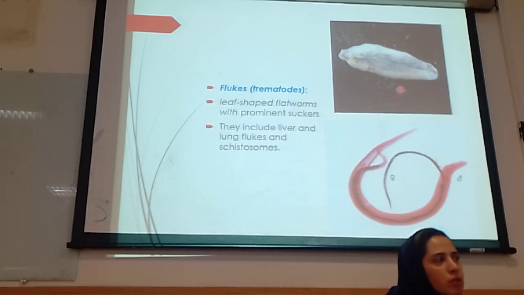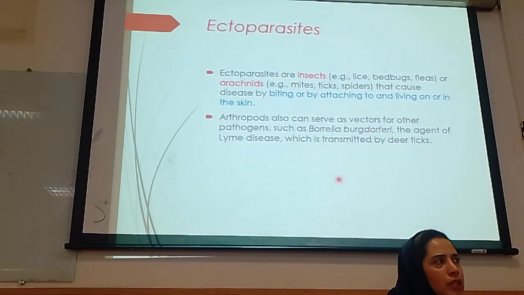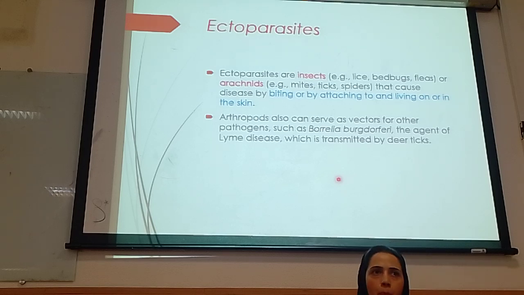And we have trematodes. Trematodes are leaf-shaped, some of them, and they have suckers. And some of them, like schistosomas, you see that the female worm lives inside the male. Exactly. And we have some ectoparasites, such as insects, mites, lice. Can you name some diseases caused by these ectoparasites?